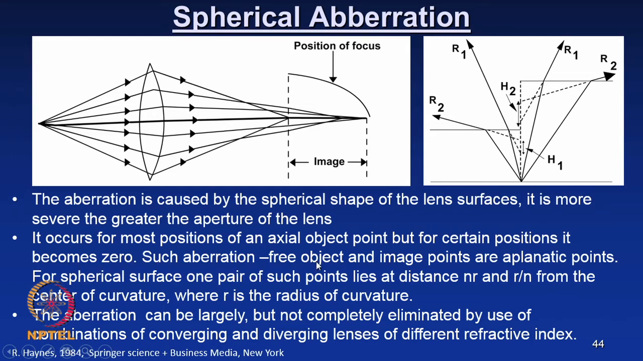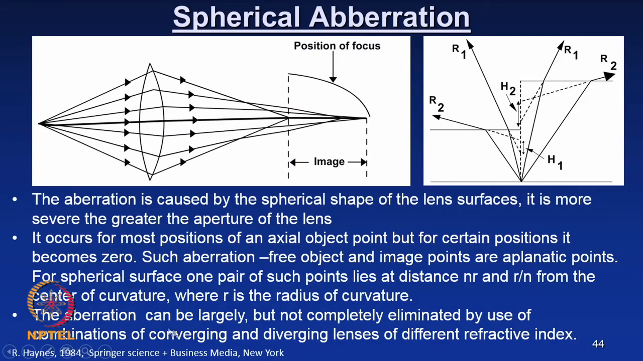Such aberration-free object and image points are aplanatic points. For the spherical surface, one pair of such points lies at distances nr and r/n from the center of curvature, where r is the radius of curvature. As I mentioned yesterday, this parameter, aplanatic points, is used to fabricate high power objective lenses.